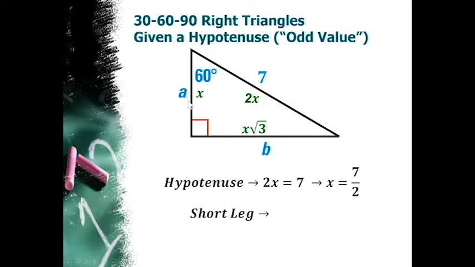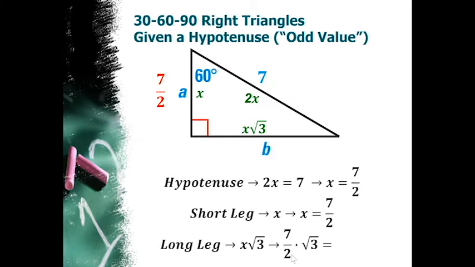Moving to our short leg, our short leg's rule is simply x. We do our substitution, which tells us our x value is 7 over 2, or 7 halves. So our length here is 7 halves. Now our long leg rule is x root 3. We substitute in the 7 halves for the x, which gives us 7 halves times root 3, which would be 7 halves root 3 as an answer.